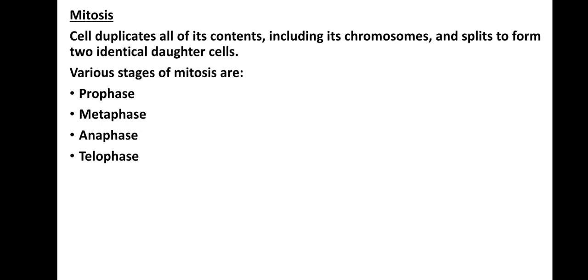Mitosis. During mitosis, a cell duplicates all of its contents, including its chromosomes, and splits to form two identical daughter cells. These daughter cells have the genetic material of the parent cell, that is, a complete set of chromosomes, organelles, and cytoplasm. Various stages of mitosis are prophase, metaphase, anaphase, telophase.